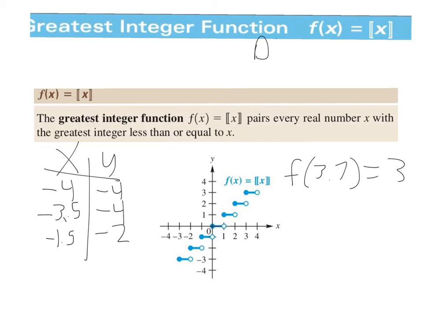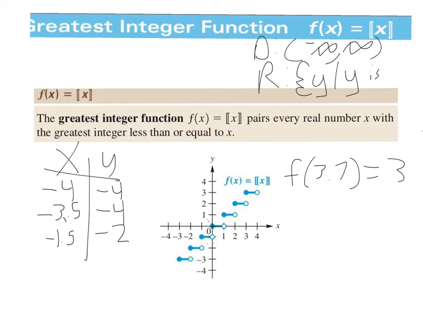Now the domain. If you notice, even for all the open circles where it's discontinuous, if you go up, it's still defined for that value of x. So the domain is from negative infinity to positive infinity. And the range: we don't have any decimal numbers or fractions in the range, it's just the set of integers. So it would just be the set of all y values such that y is an integer.